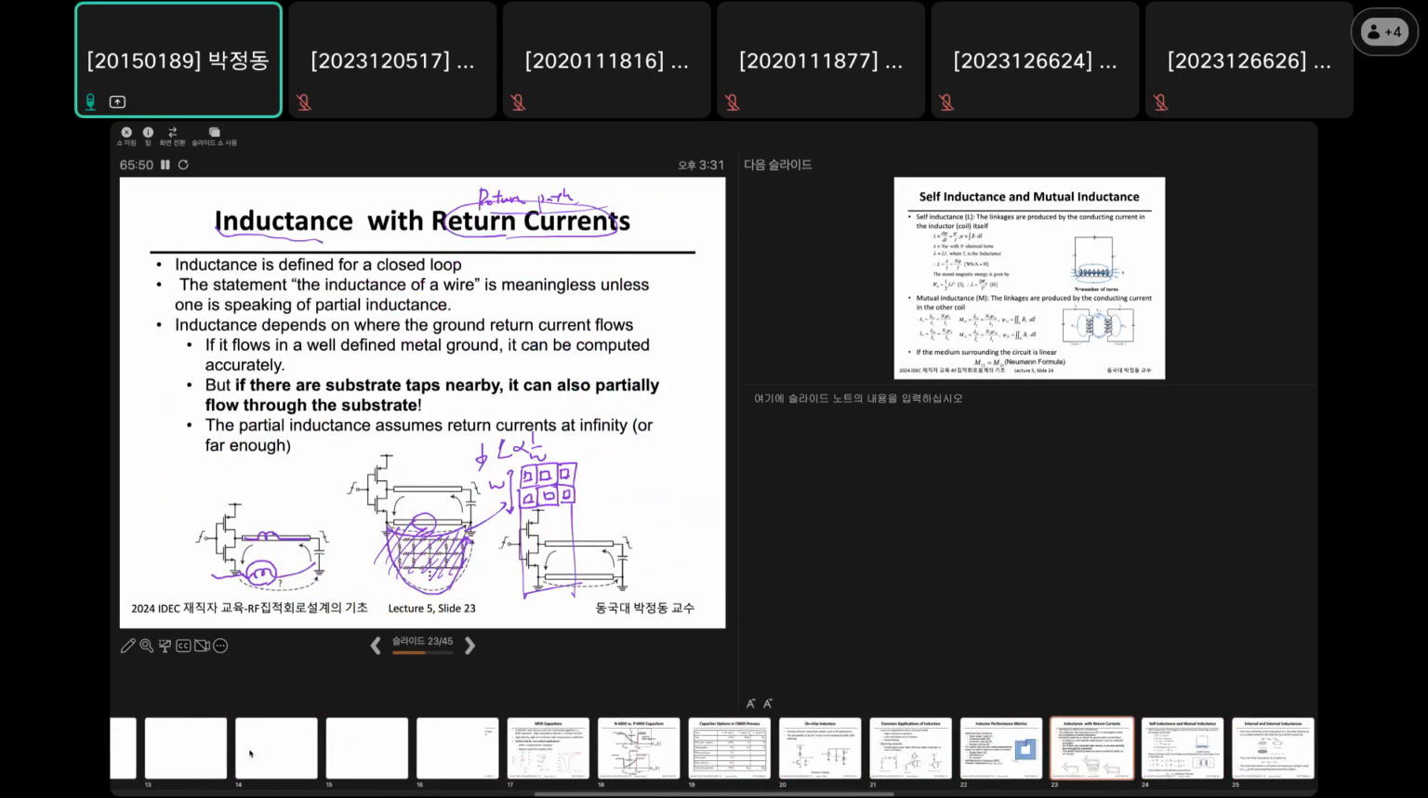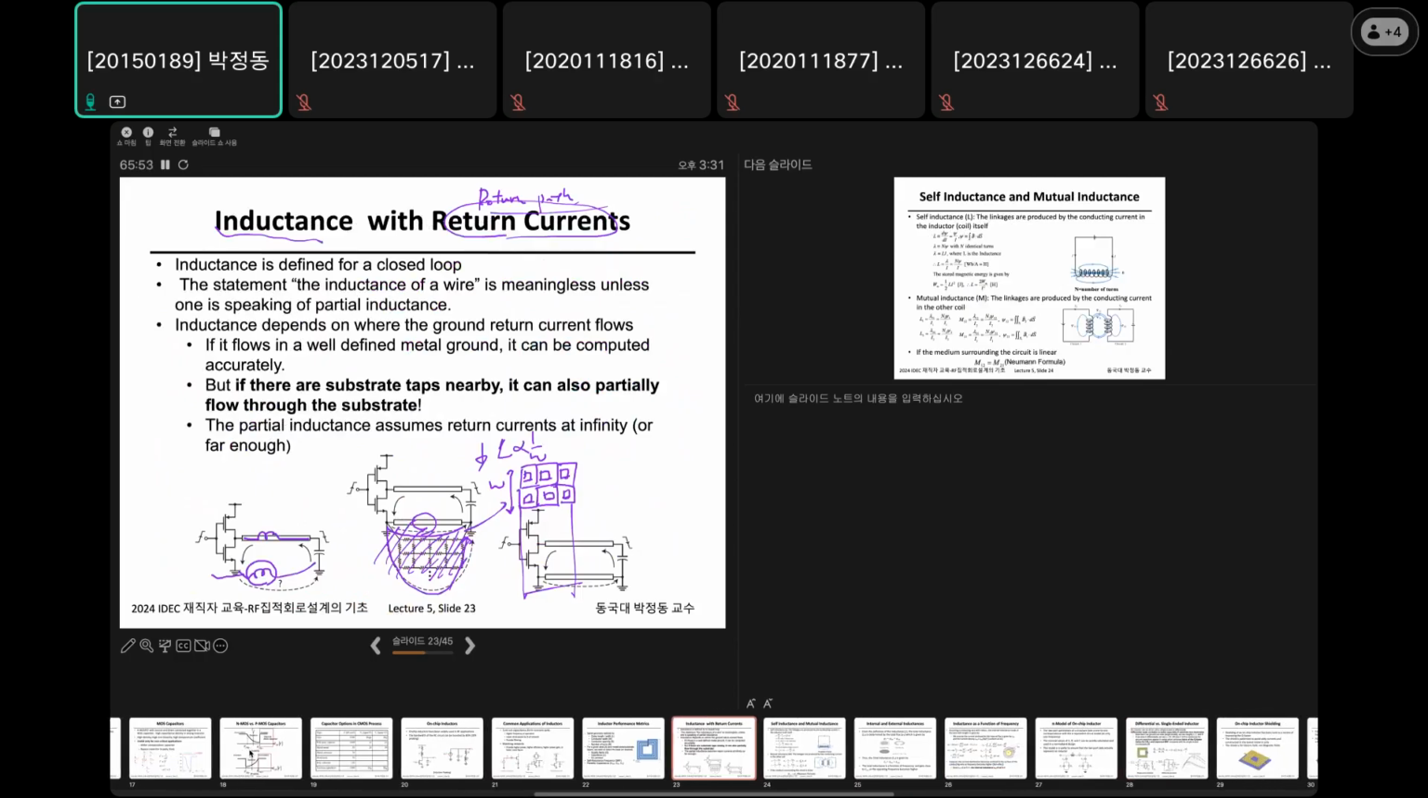Okay, and also, you guys typically don't consider the substrate tab, but this substrate tab is also very important. Once this substrate tab is nearby your circuit, it can also partially induce a return current path.